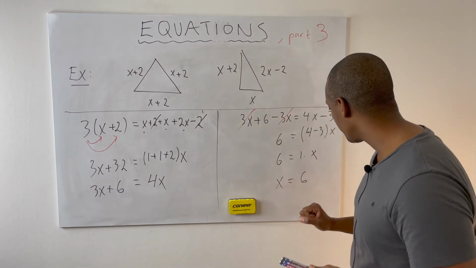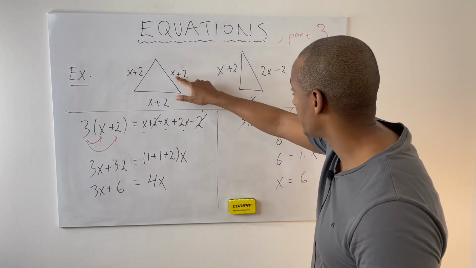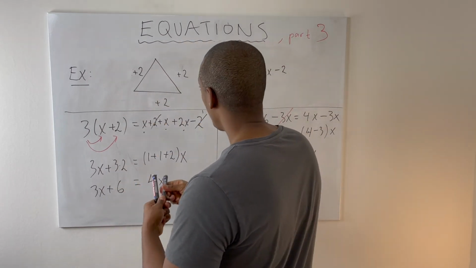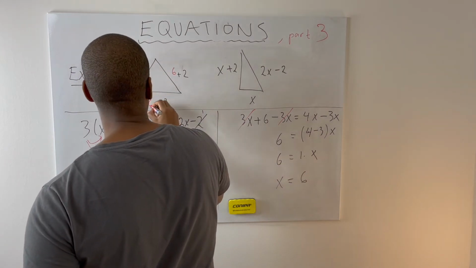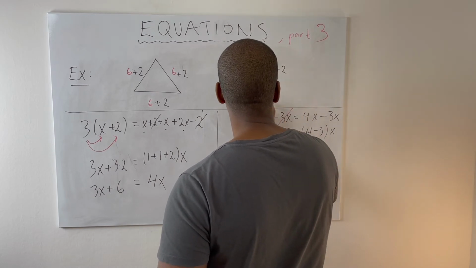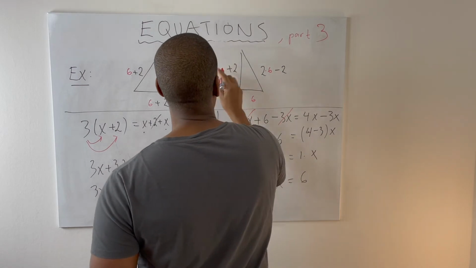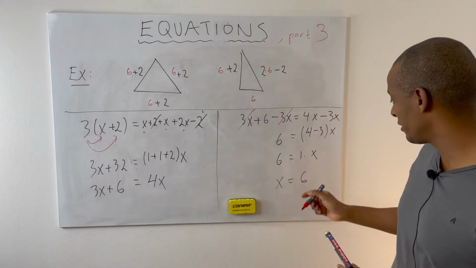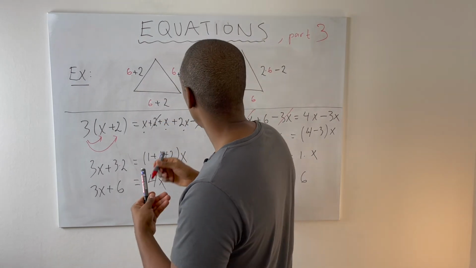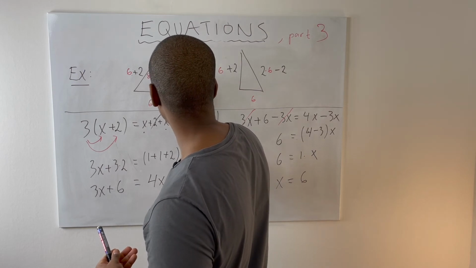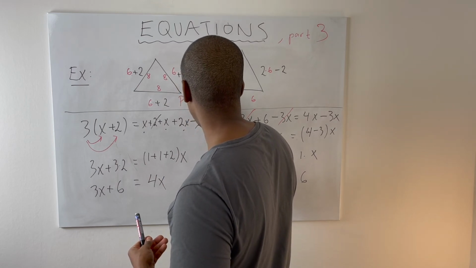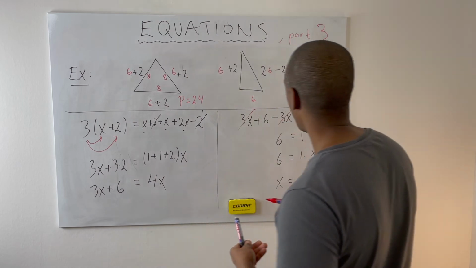So what I'm going to do now is, instead of writing x, I'm going to write a 6, right? So here we're going to put in 6's here. 6, 6, and 6. And here we're going to put in a 6 here. Here's a 6. And here's a 6, right? So we plug in the value. Here we can see this is 8 plus 8 plus 8, right? So this is basically 8, 8, and 8. So the perimeter here is equal to 3 times 8, 24, right?